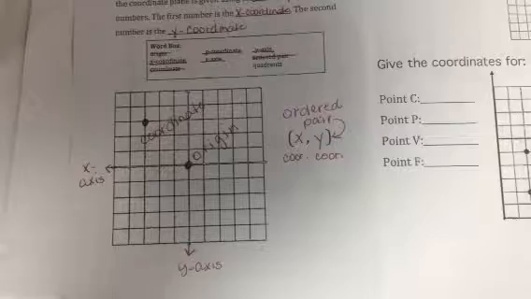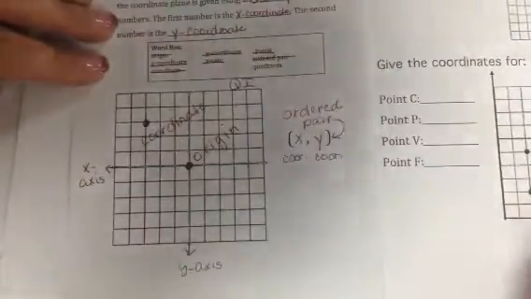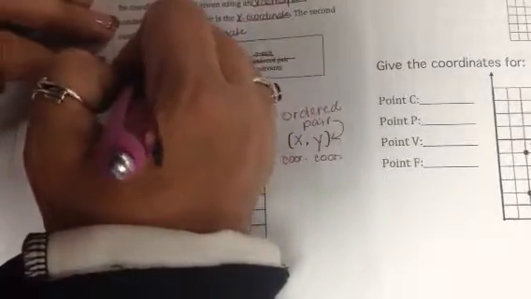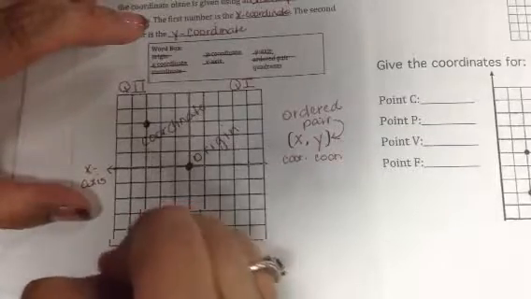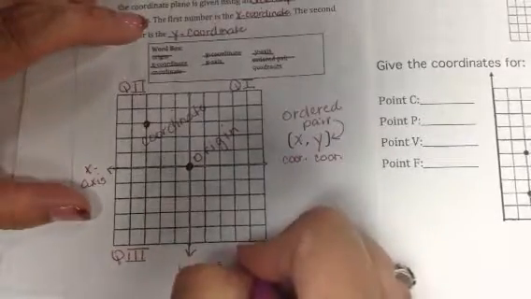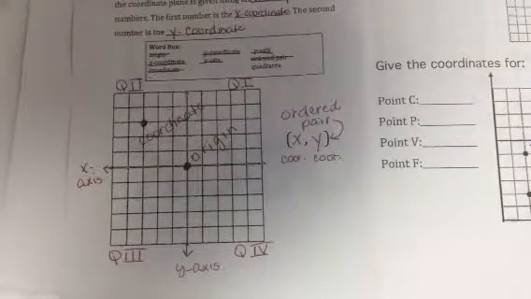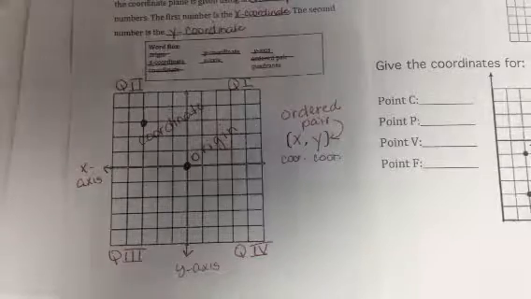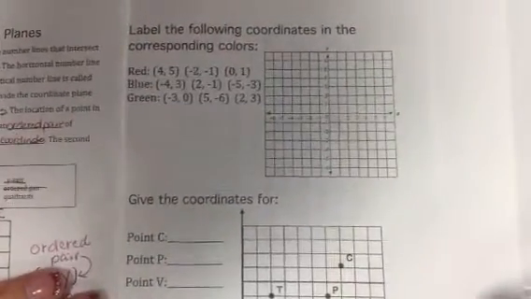And now we're going to label our quadrants. Okay, we're going to have quadrant 1 here. Remember, these are labeled with Roman numerals. Quadrant 2. We're going counterclockwise, so quadrant 3 is next. And then quadrant 4 is a 1 and a V. Okay? That is how you label your coordinate plane. Most of you already know this. It's kind of like a refresher, but it's always good to go back and review.